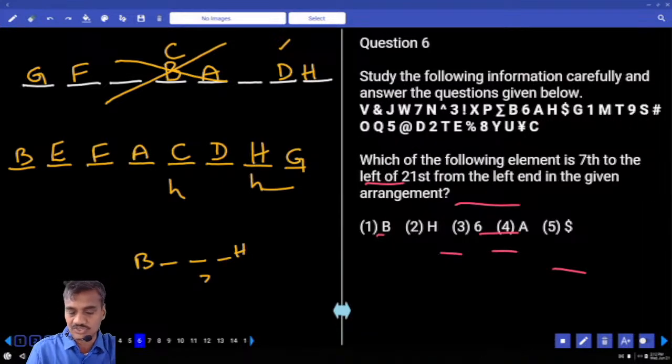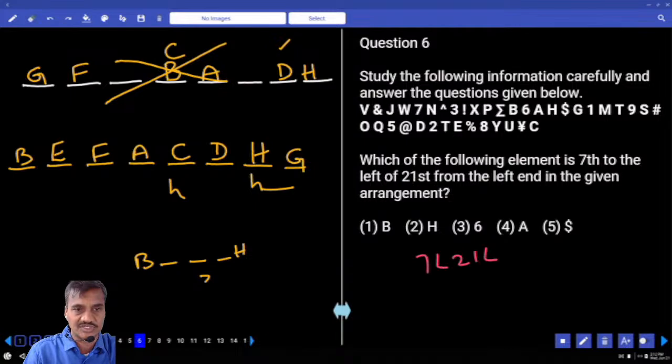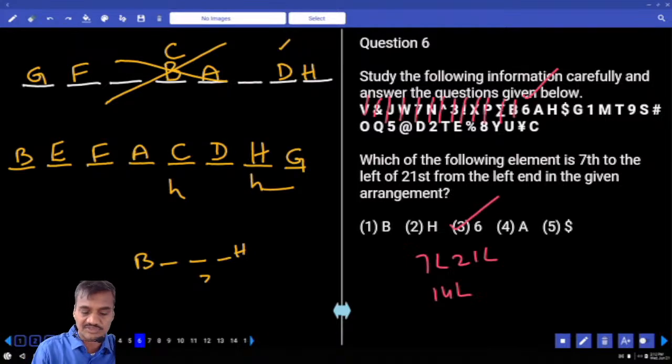The next one, 6 to 10. Now in this 6 to 10, these 5 are based on sequence. Which of the following element is 7th to the left of 21st from the left hand side? 7th left and 21st left. 7 and 21. Left and left means same direction, we need to subtract. Now 14th from the left. 1, 2, 3, 4, 5, 6, 7, 8, 9, 10, 11, 12, 13, 14. And that is what is the element? Choice 3, question number 6.